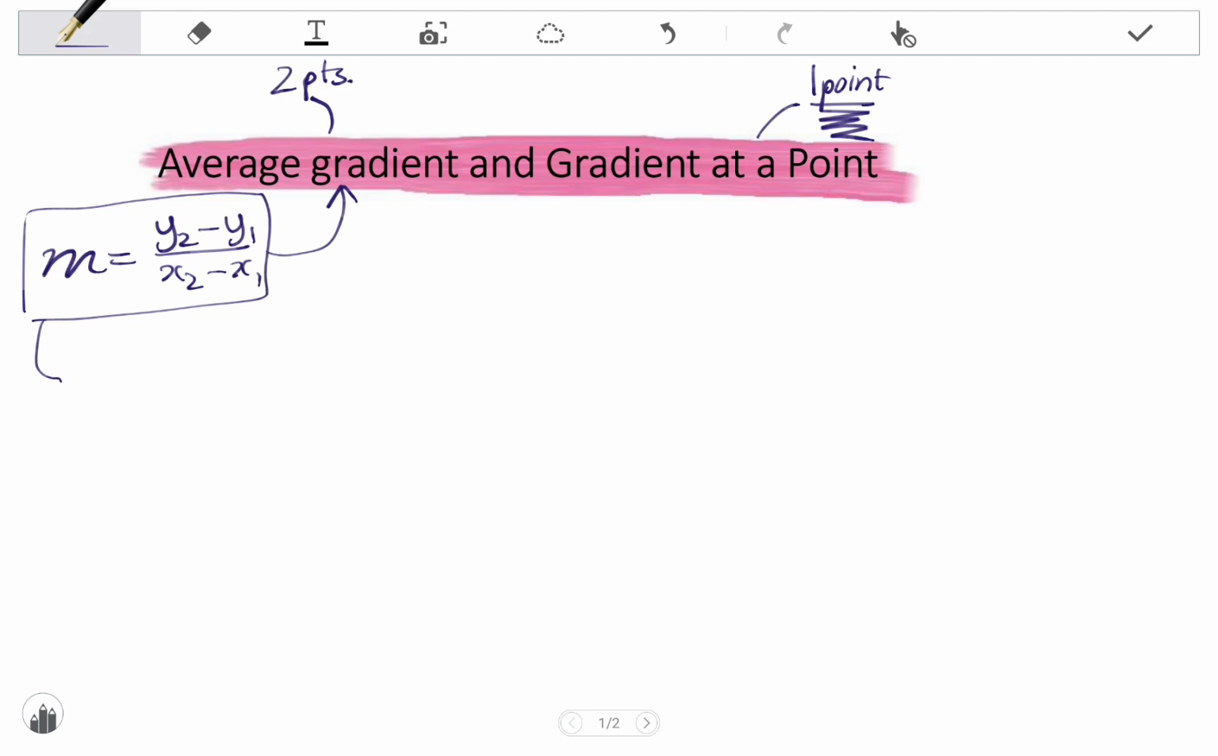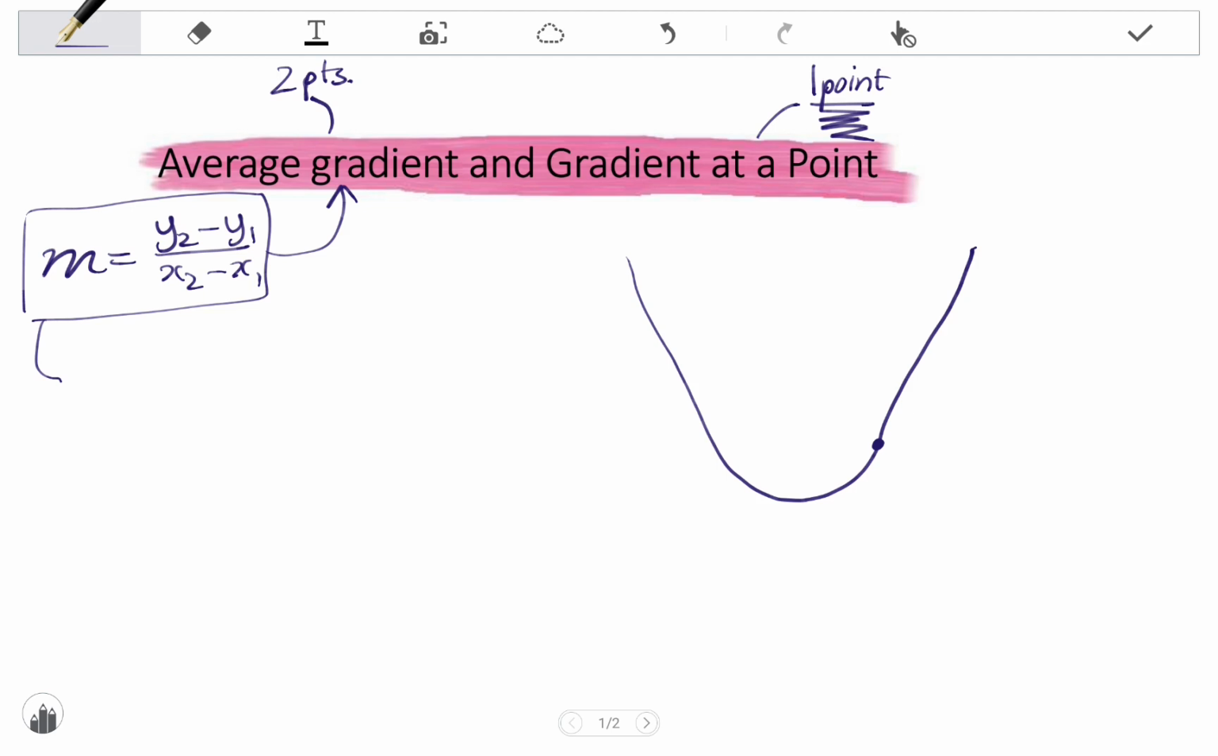It doesn't change along that line. But if we look at a parabola, the gradient of a parabola is not constant. And in fact, it changes for every point on the graph. So if we look at a parabola, I am interested in knowing the gradient of this point.